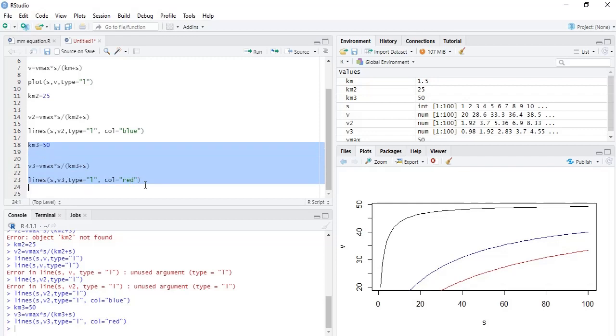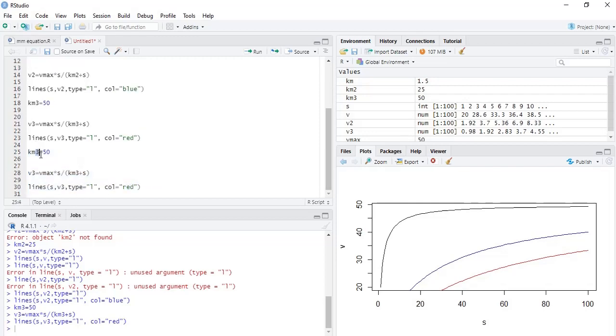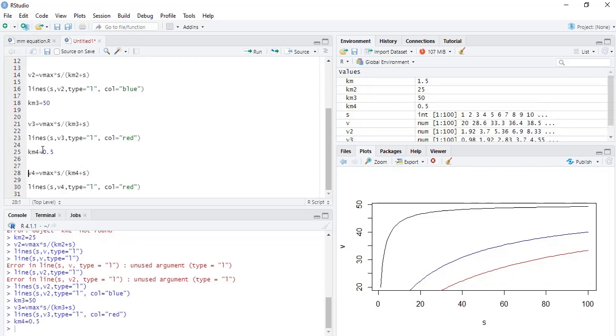For that, we'll have Km4, Control C, and run that. That Km4, we'll have that at 0.5. Earlier, for this black line, it was 1.5. We have reduced that, and this V4, I will call it, and this Km4 will be there. All lines we need to run. Km4.